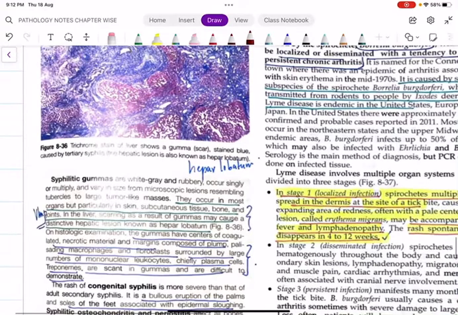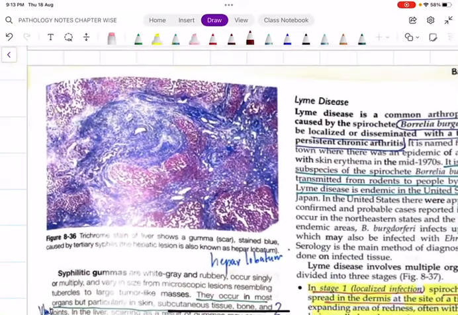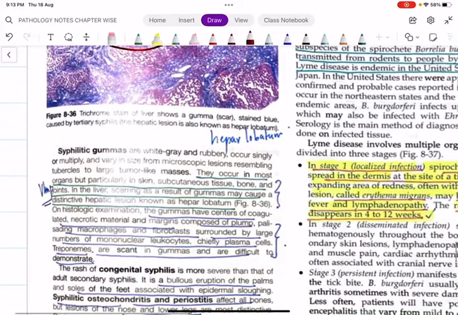And what is syphilitic gummas? You can see here a picture of a trichrome stain of the liver which shows a gumma, which is stained blue. This is a gumma. This is seen in case of tertiary syphilis. What is this gumma? They are nothing else but the white, grey, and rubbery microscopic lesions.